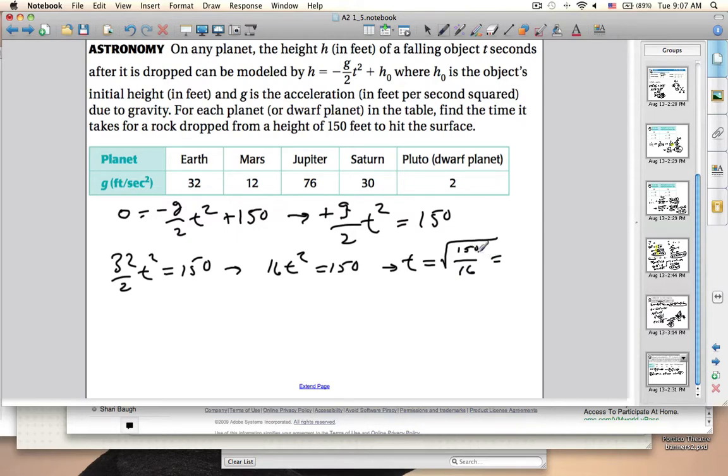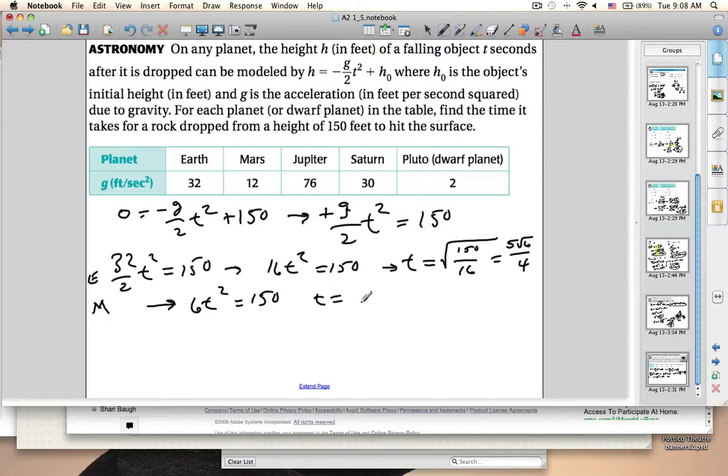150 is 6 times 25. We did that earlier, so it's going to be 5 root 6 over 4, and that's Earth. Okay, now if I do the same thing with Mars, you can see that I can put it in here and divide it by 2, or I can just skip right to the 12 divided by 2 is 6, so 6t squared is equal to 150. Right, so this was Earth. This is Mars.